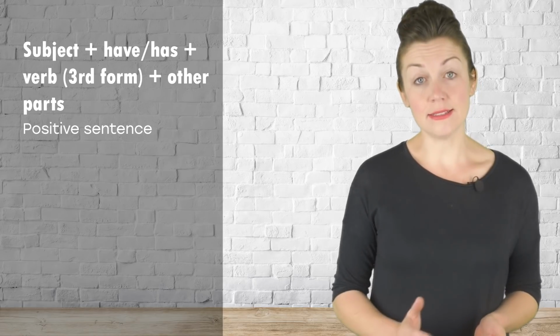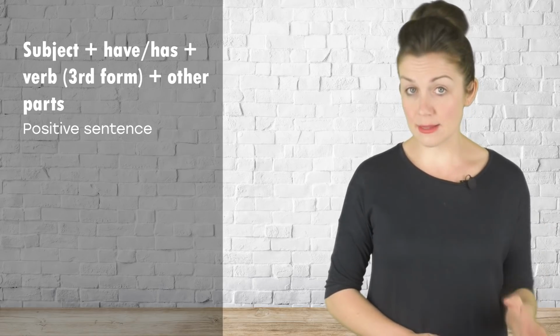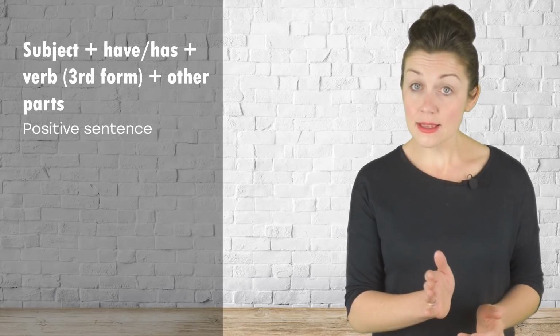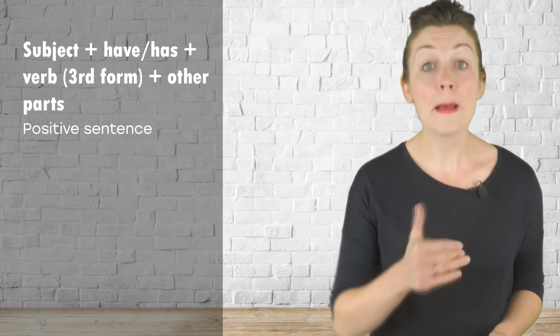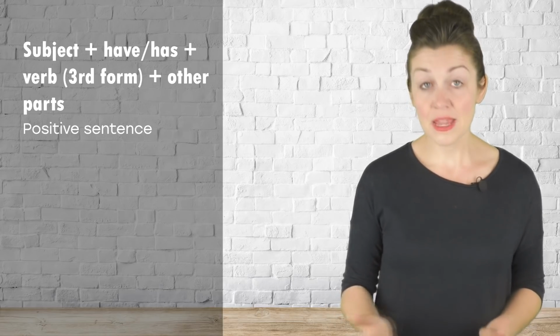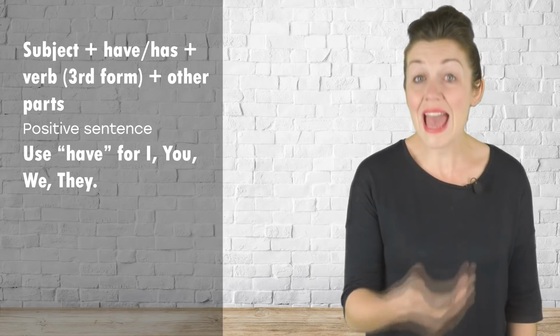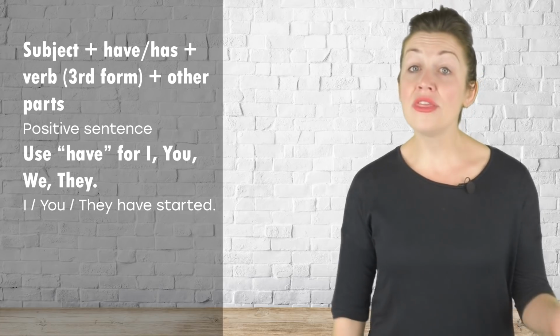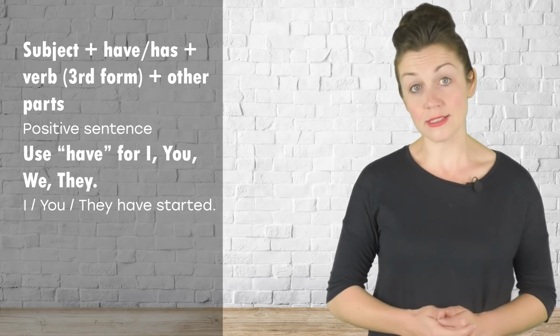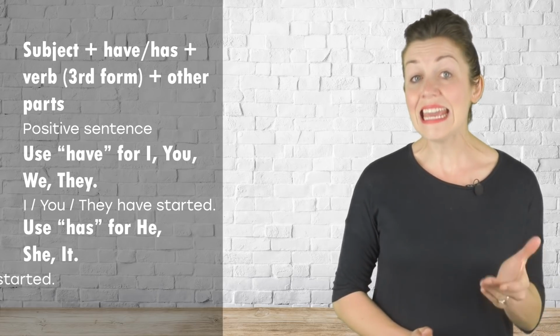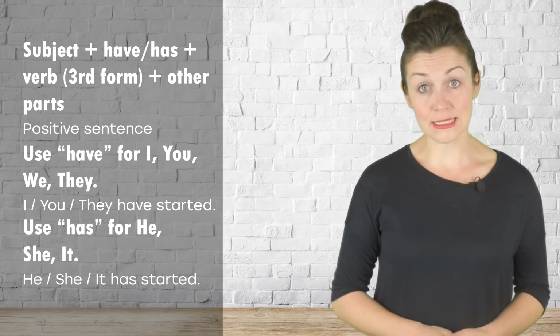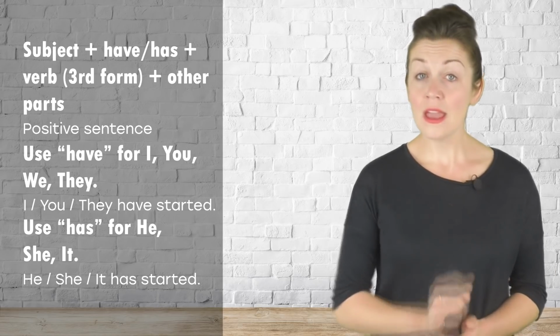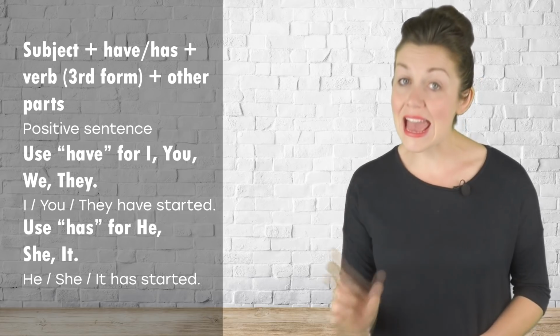Next, what we should memorise is how the present perfect tense is formed. It is easy. Positive sentence is formed upon the formula subject plus have/has plus verb in the third form, past participle, plus other. To form present perfect, we use have or has for he, she, it. For example, I have started, they have started, you have started. But he has started, she has started, it has started. Note that here we use has.